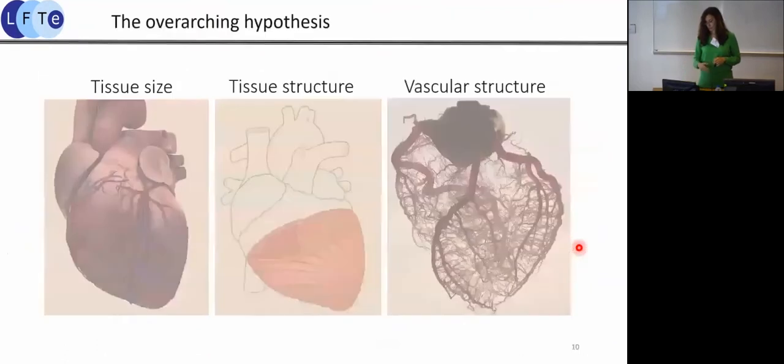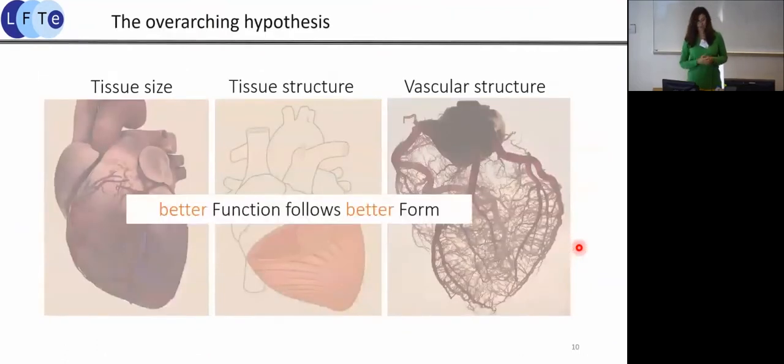And so we thought, well, as engineers, we can really contribute there because one of our main hypotheses is that better function will follow better form. So if we can design systems that enhance cell structure, we'll be able to get better function.